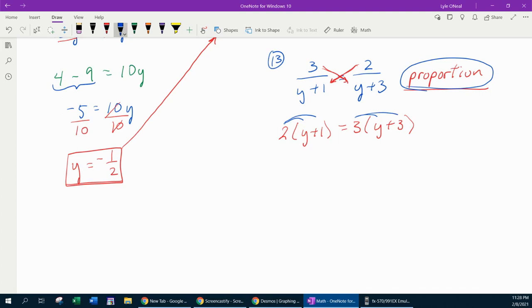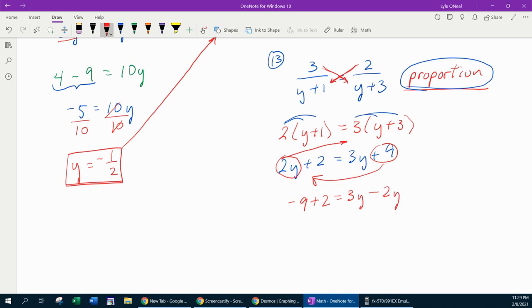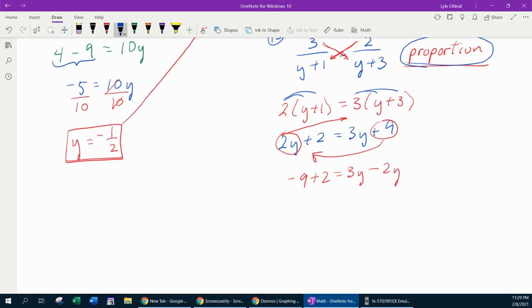So next, with the distributive property, we're going to have 2y plus 2 equals 3y plus 9. Next, what I'm going to do is bring the 2y this way and the 9 back. So the plus 9 will make negative 9. The plus 2 comes down. The 3y comes down. And the 2y becomes negative. And then all I need to do is CLT and I'm done. Negative 9 plus 2 is negative 7. 3 minus 2 is 1. Y, which is just y.